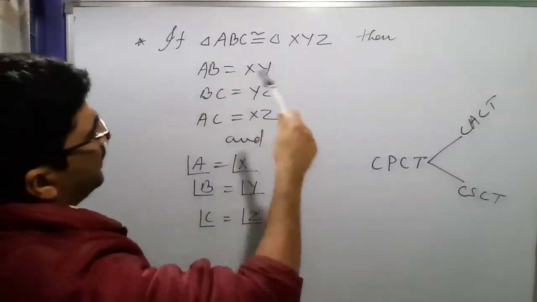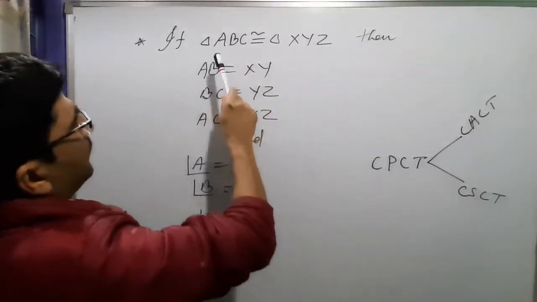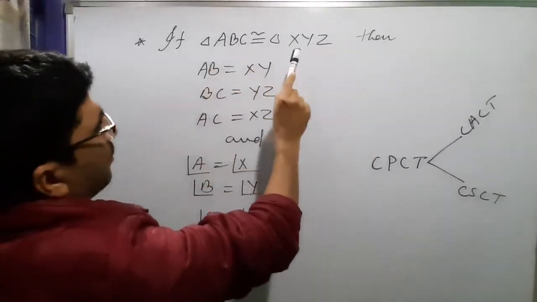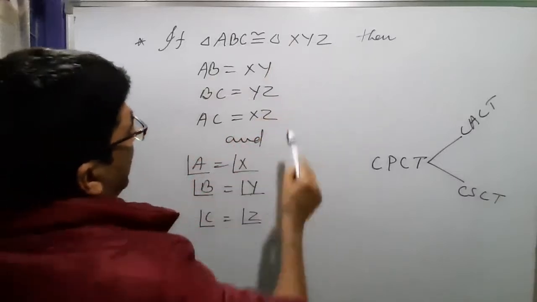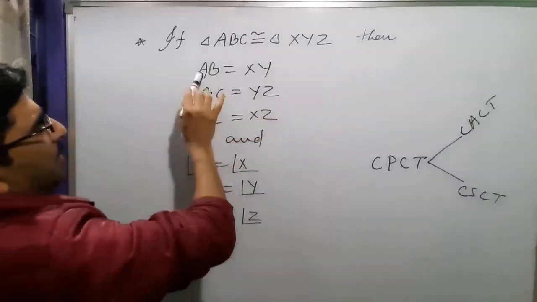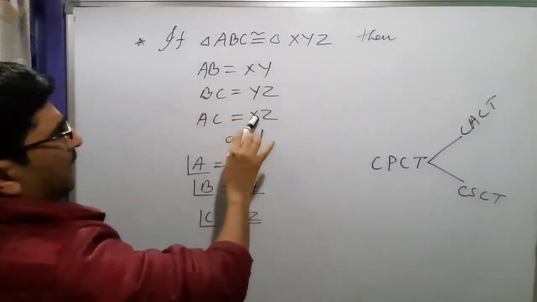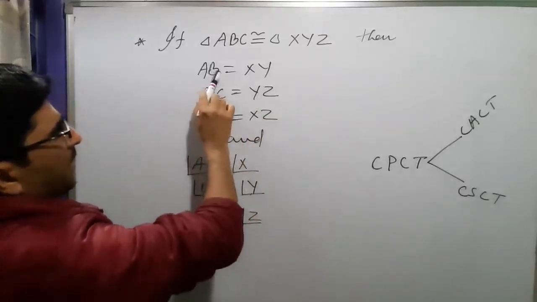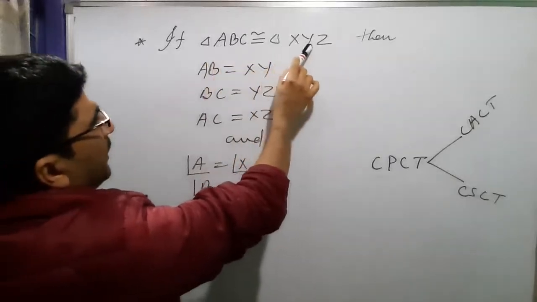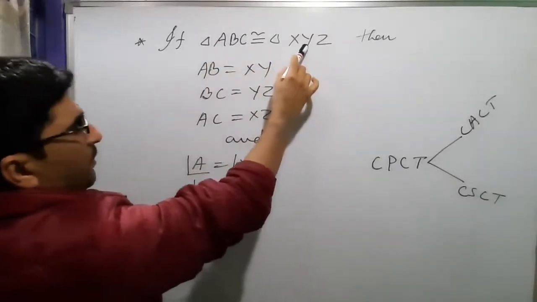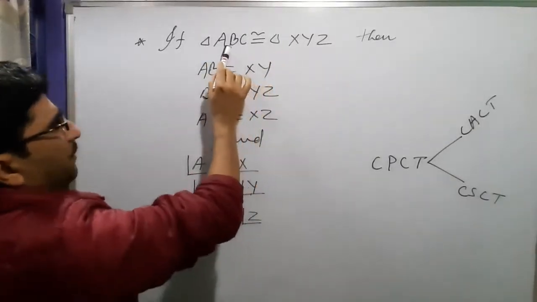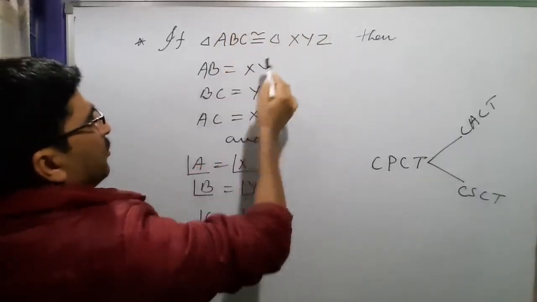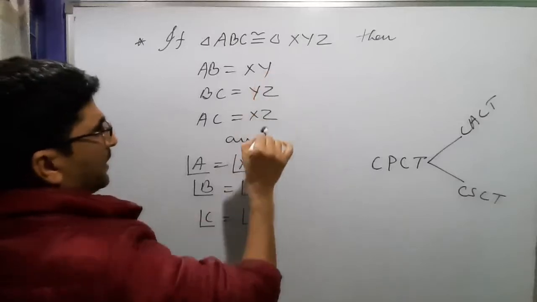If two triangles ABC and XYZ are congruent, then what are the results you will get? The results are their corresponding sides will be equal, along with their corresponding angles equal. Corresponding sides means AB equal to XY. AB and XY are the corresponding sides. Then BC and YZ, they will be equal. Then AC and XZ will be equal. Corresponding sides will be equal.